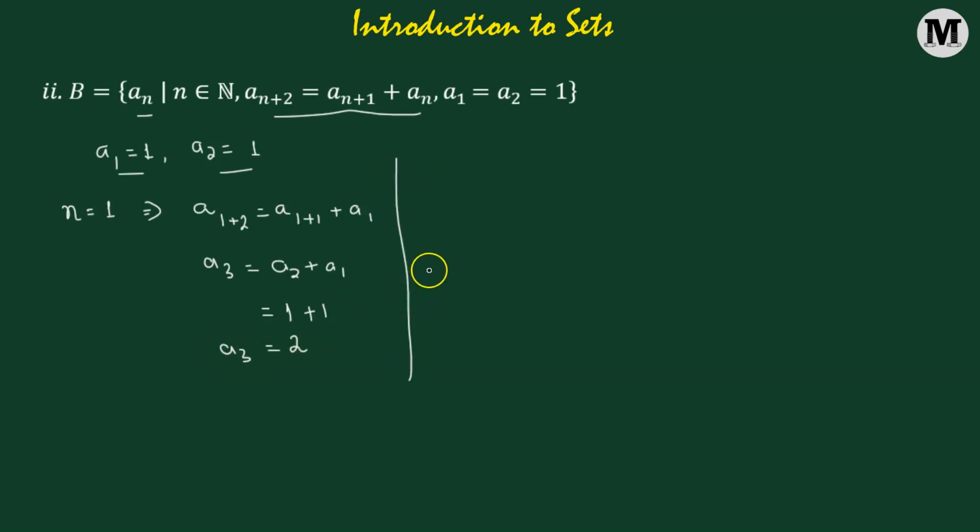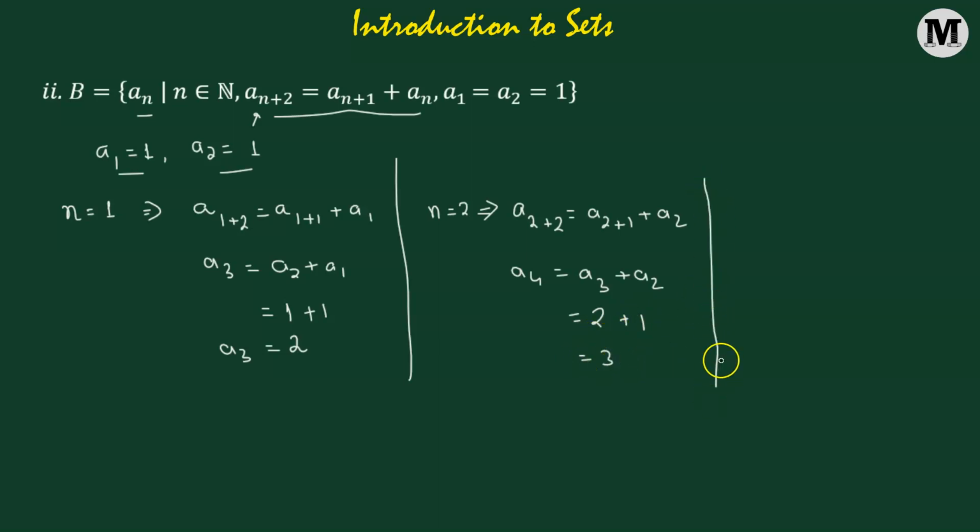Fine. Then we can take n equals 2. So n equals 2 corresponds to a_(2+2). All we have to do is substitute this value of n with 2. That will be equal to a_(2+1) + a_2. Now that means we have a_4. So a_4 equals a_3 + a_2. What's a_3? A_3 we obtained, that's 2. A_2 is equal to 1. So we have 2 plus 1, which will be equal to 3.